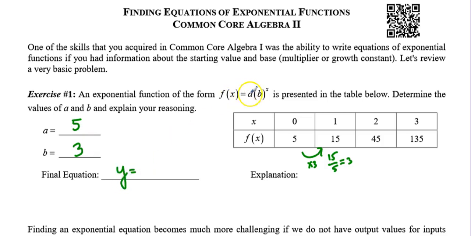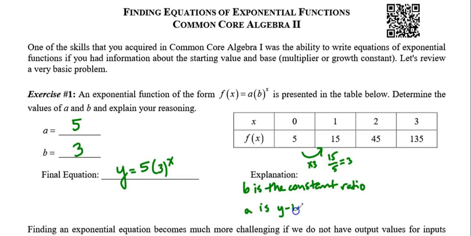Now we can write an equation. We can say y equals a times b to the x. So 5 times 3 to the x. And in our explanation, b is the constant ratio, what is being multiplied by each time, and a is the y-intercept. It's when x equals 0.